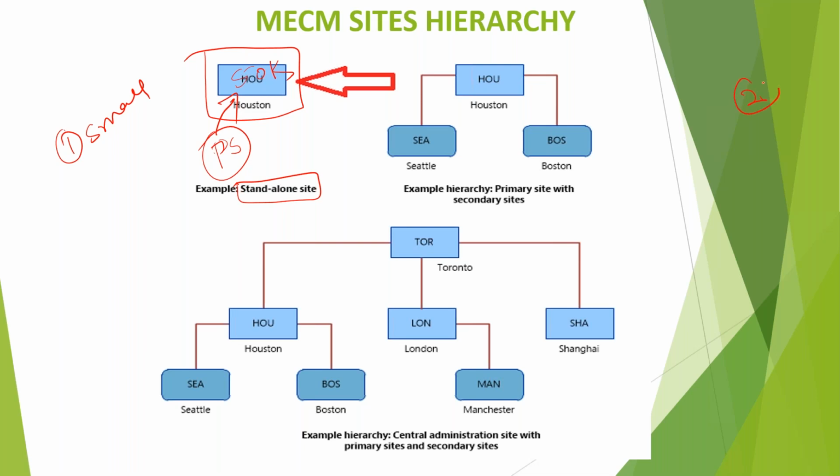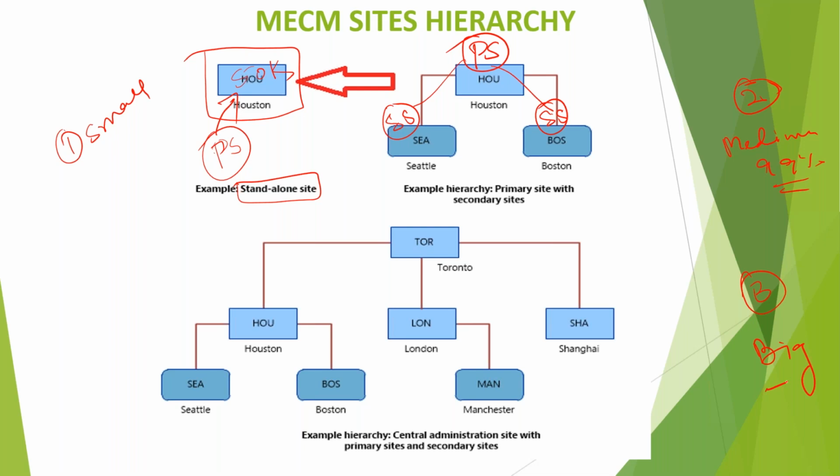That is called a standalone primary site server. The second kind of deployment is for a medium sized company, which is like 99% of the cases. Almost everywhere you will find this kind of architecture. Whenever you implement SCCM in a medium sized company, you will install a primary site in the headquarter and secondary sites in the branch offices.